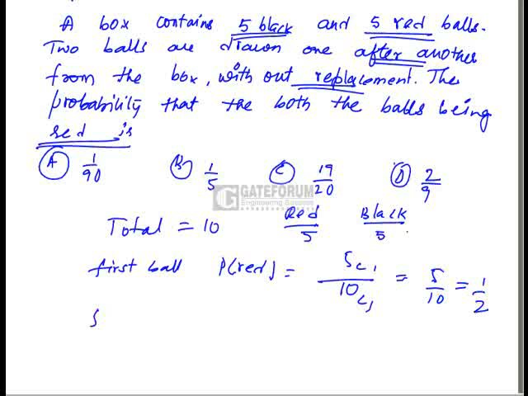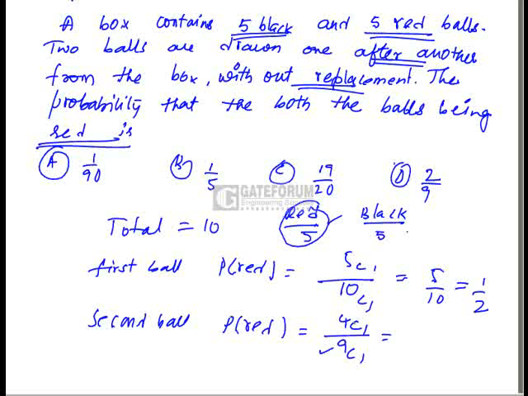Now when we are selecting the second ball, the probability of getting red is 4C1 by 9C1. The reason is we are not replacing the ball. So out of 10 balls we have taken 1 ball, so the remaining are 9 balls, and out of 5 red balls we have selected 1 red ball, that is, there will be only 4 red balls left. So the answer will be 4 by 9.